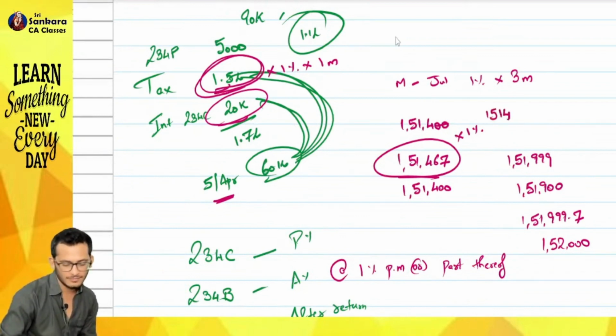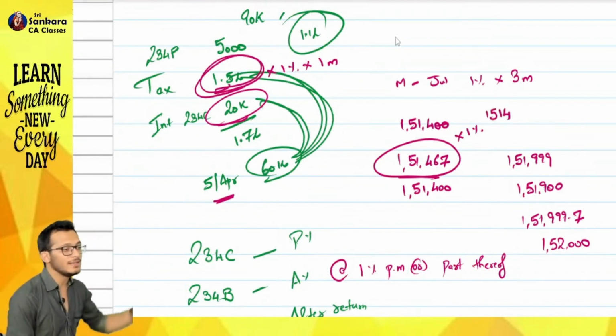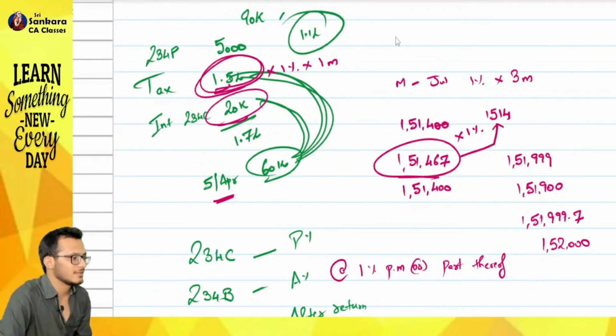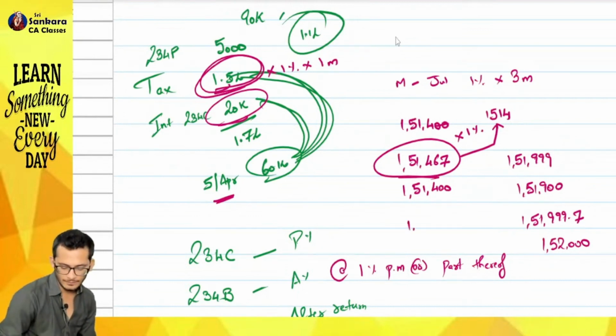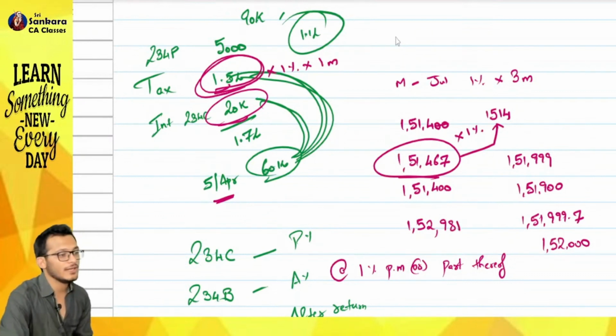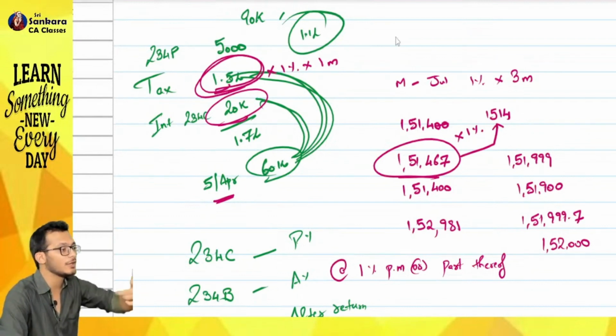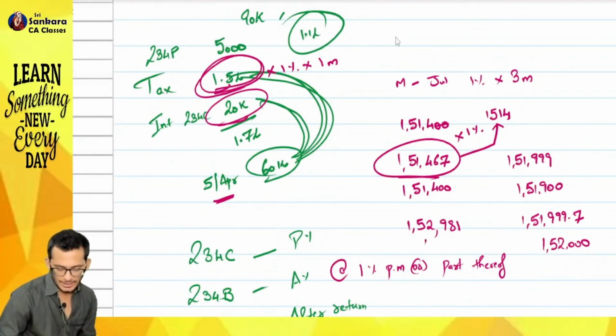The number is 1 lakh... Yes or no? Now, this is the interest which you are liable to pay under 234B. What is your tax? 1,51,467. Add these two. 1,52,981. Now, this is the final tax liability, and when we went through chapter number 2, I would have told you the final tax liability should be rounded off to the nearest 10. So therefore it becomes 1,52,980.